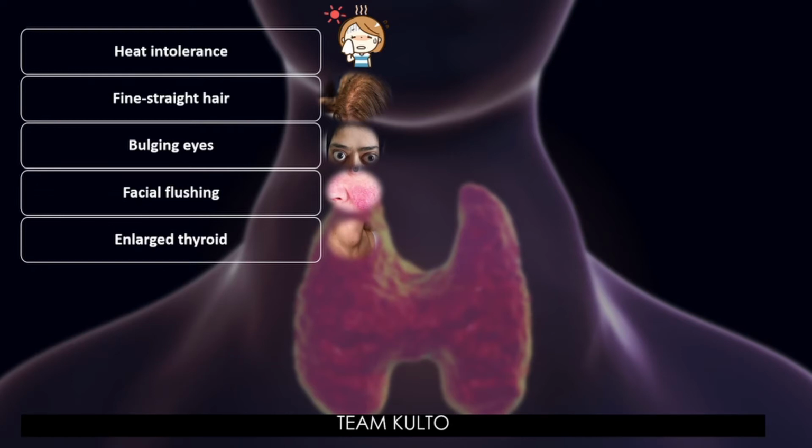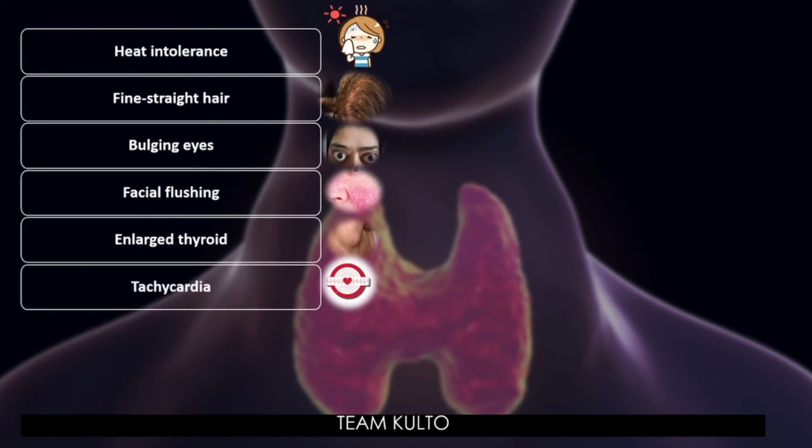Next, tachycardia. With excess thyroid hormones in the body, a heart rate of greater than 90 beats per minute is common, even at rest and when asleep. In addition, the normal increase in heart rate during exercise is exaggerated.